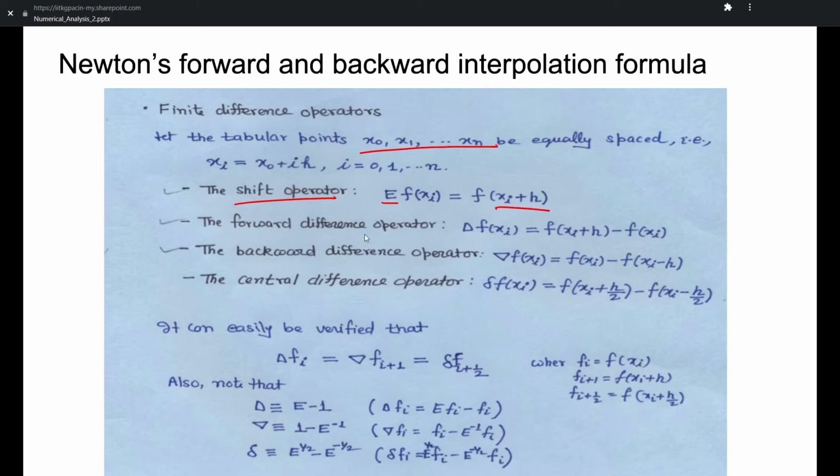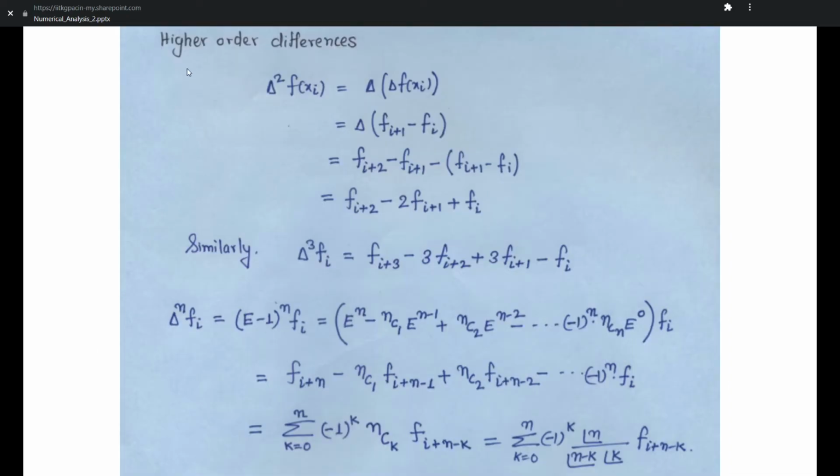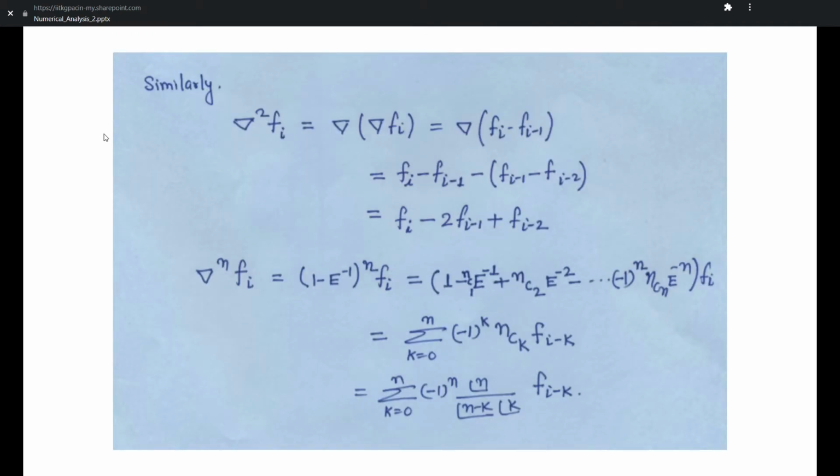Similarly, we have the forward difference operator denoted by delta: delta f(xi) is equal to the value of the function at the forward point minus the present value. Then we have the backward difference operator nabla, which says the value at the present point minus the previous point. Similarly, we have the central difference operator as well. These three are the important ones. And we have other important results as well, which need to be kept in mind. Similarly, we have higher order differences as well. What we discussed now were the first order differences. For both forward and backward, you can pause the video and look into the derivation and remember the results. This is for the backward.